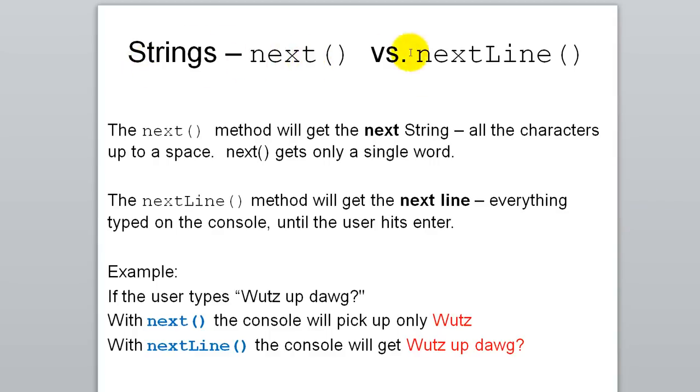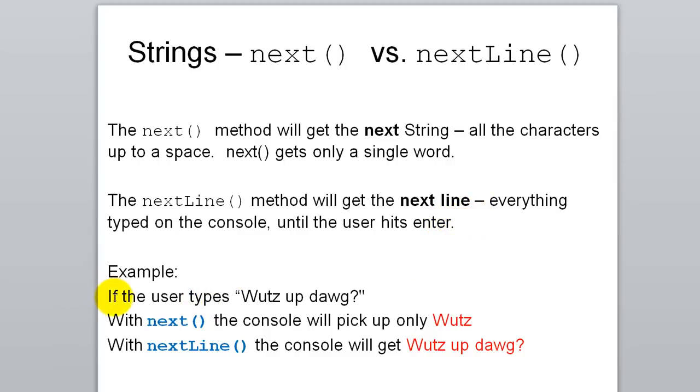So if we're trying to get text information from the user and store it into a string, we can use next or nextLine. Well, what's the difference? The next method gets the next string as in all the characters up to a space. So it only gets a single word. Think of next as getting a single word only. nextLine reads all of the characters typed into the console up until the user hits enter. So you could type in an entire phrase or an entire sentence and then hit enter, and it'll grab that entire thing and store it into the string.